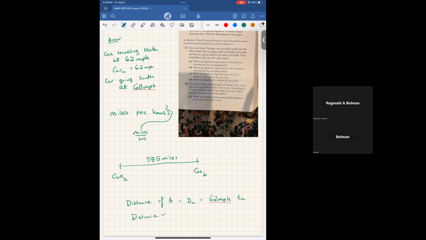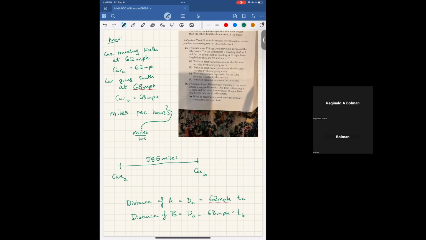Similarly, if I want to know the distance that B travels in a specific time, then if I let car B's speed be 68 miles per hour, I would need to take 68 miles per hour and multiply it by the time that car B travels at that speed.